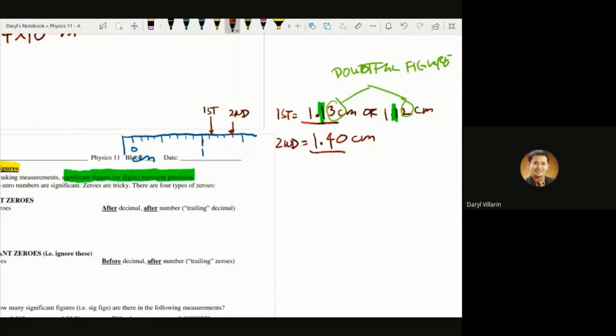So later on, I think we will be talking about errors also. Like you can write it down plus or minus 0.01. In this case, at least for your range, it would be plus or minus 0.01 of a centimeter.